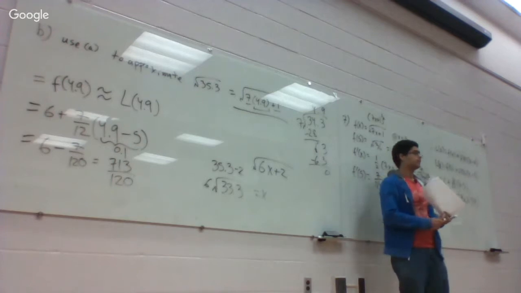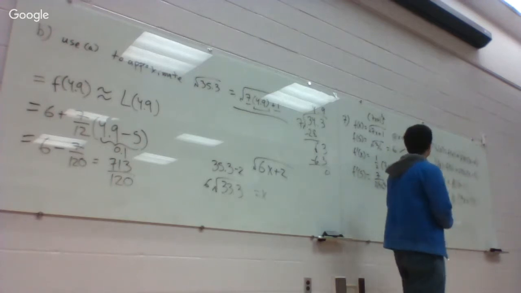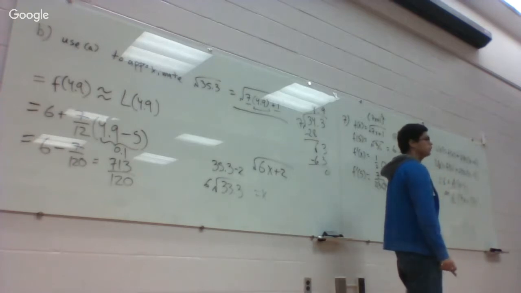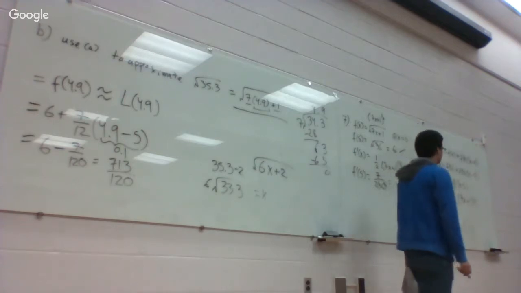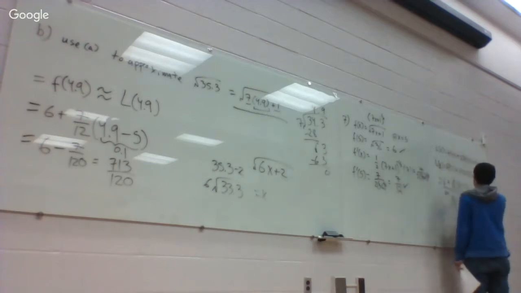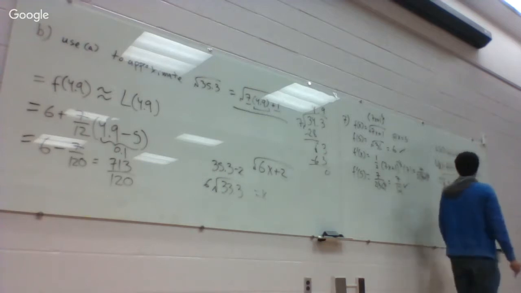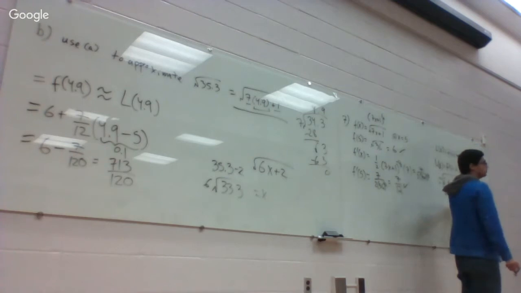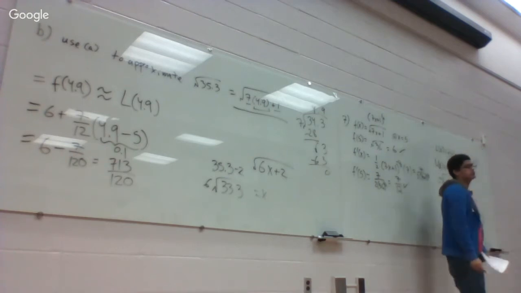On the test, we take that linearization as 6 plus 7 over 12. We can distribute the 7 if you wanted to, but you don't need to.